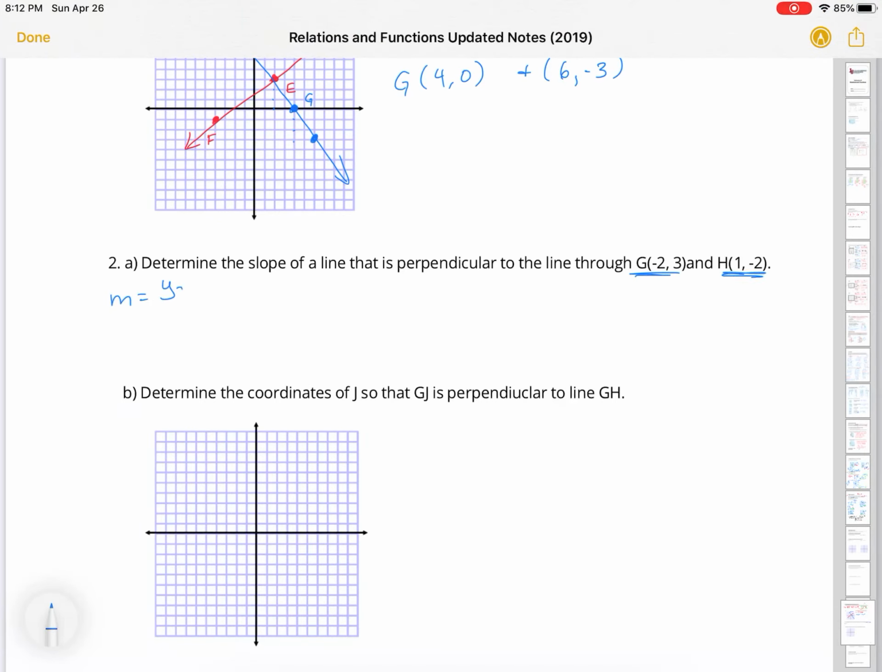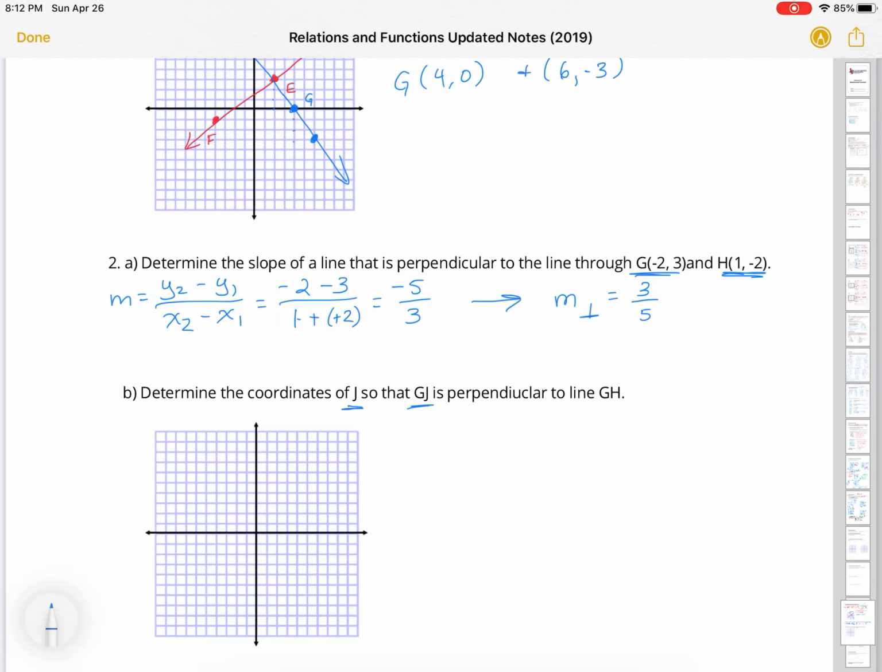So we have G and H. So we're going to first figure out our slope. So y2 minus y1 over x2 minus x1. So we have negative 2 minus 3 and 1 minus a negative 2. This becomes plus a positive. So I get negative 5 over 3. So the perpendicular slope is going to be 3 over 5, and it'll be positive.